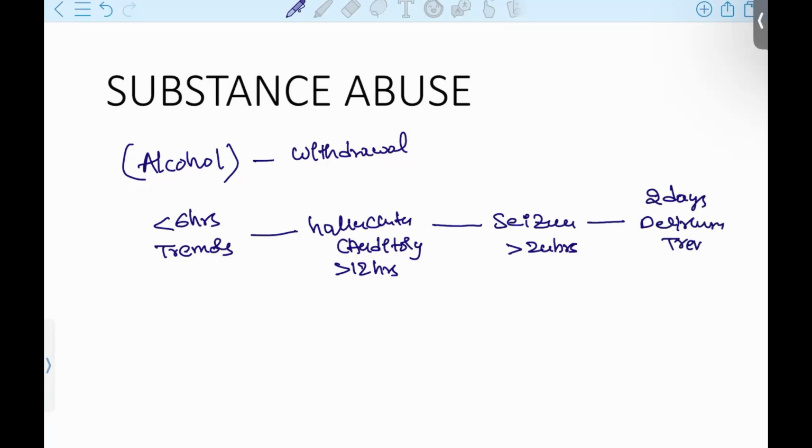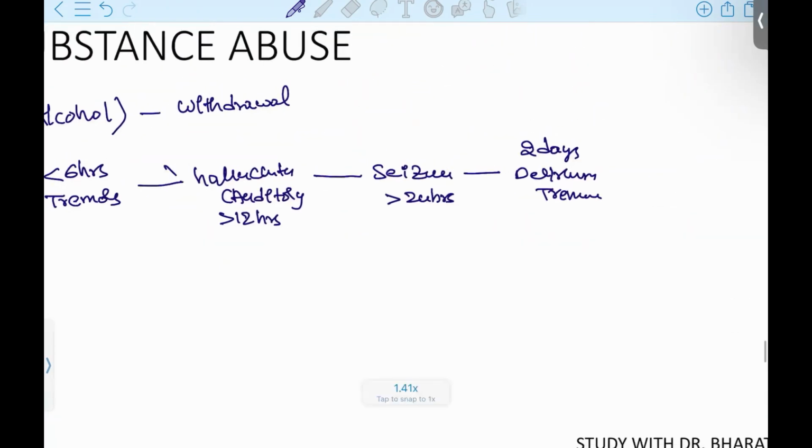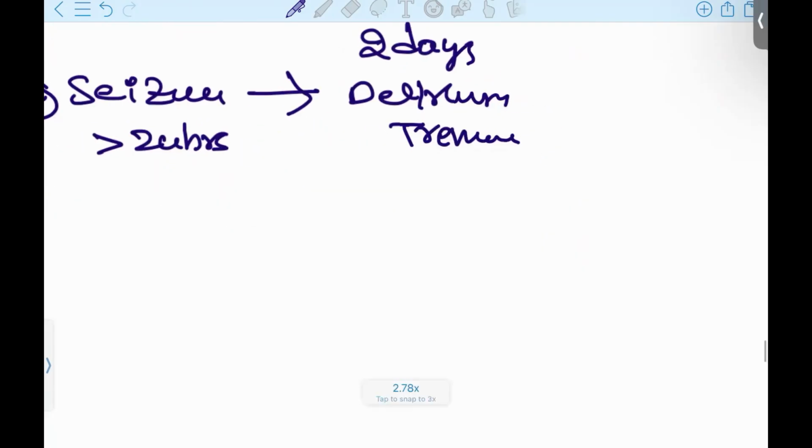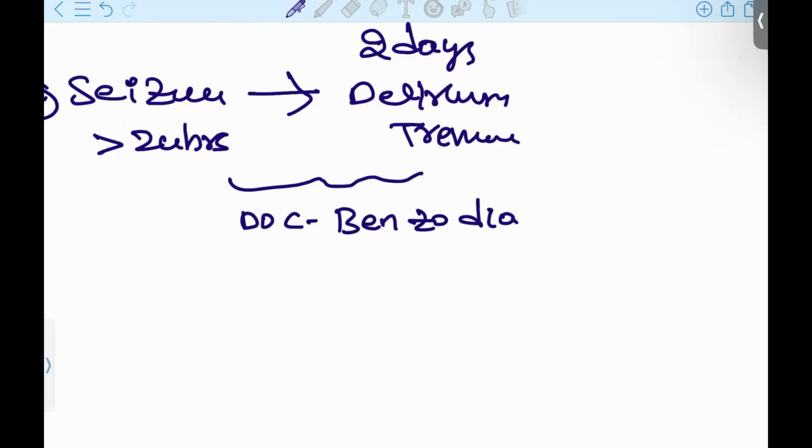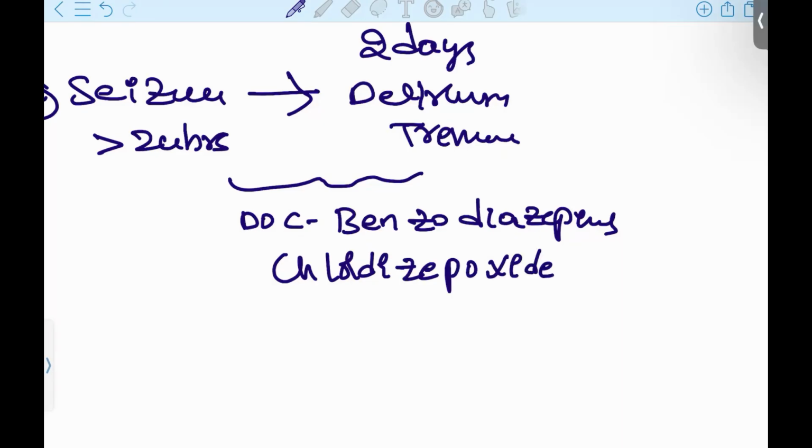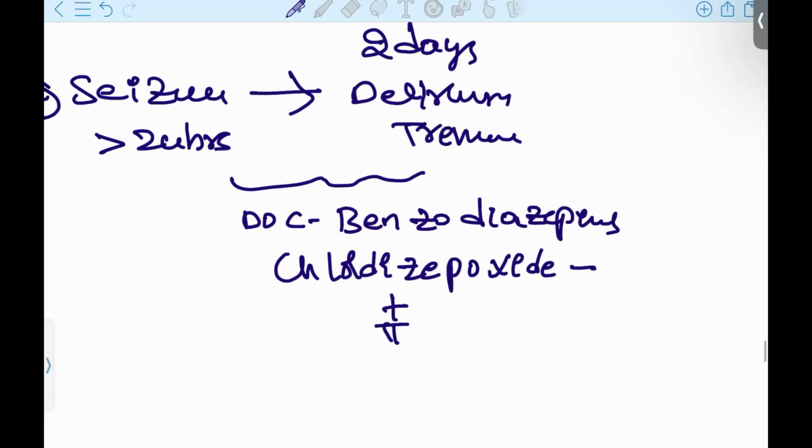Okay, this is how the withdrawal symptoms will follow in these patients. And what is the treatment of choice for this patient? If you see the seizures or the delirium tremens, the drug of choice for this patient is benzodiazepines. In the benzodiazepines, a long-acting drug should be given. What is the long-acting drug? The common drug that we use is chlordiazepoxide. This is the drug. Along with that, thiamine should be given. Okay, this is the treatment.